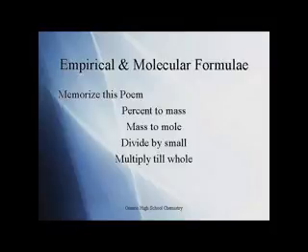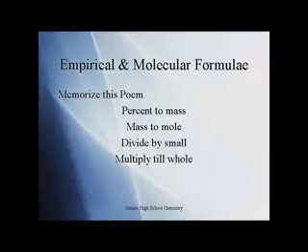Oftentimes when you're solving for an empirical formula, they will give you a percentage of the elements that are in the compound, and since the percentage is part of 100, what we do is we just assume that we have 100 grams of the compound, and we just make the percentage grams. So if something is 10%, we would make that 10 grams. So that's what the percent to mass is.